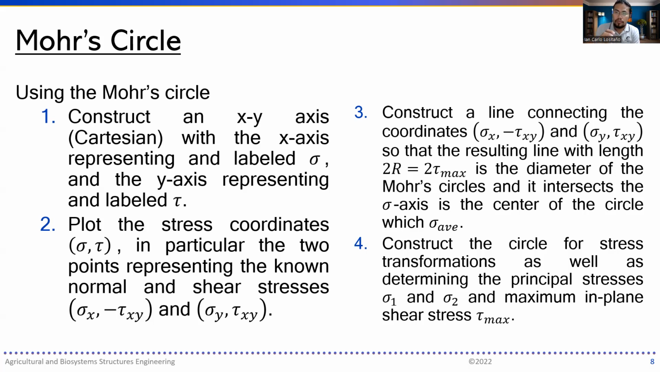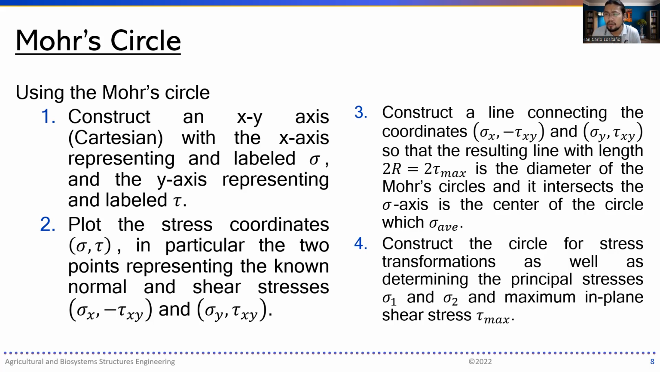So 2R is now twice the radius. The radius is actually the shear max, so the diameter is twice the shear max, the diameter of the Mohr circle. And it intersects the axis of the normal stress. At the center is the average normal stress. And you construct now the circle, so that the principal stresses and maximum in-plane shear stress are determined.